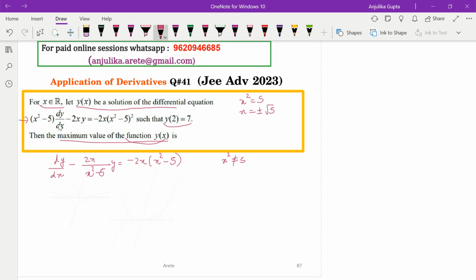You can plug in the value to get the solution. If you plug in here, you will see that this is 0 and this is also 0. You will get y to be 0. So when x square is 5, my solution is y is 0. So we will not bother about x square equal to 5. We will assume that it is not 5.